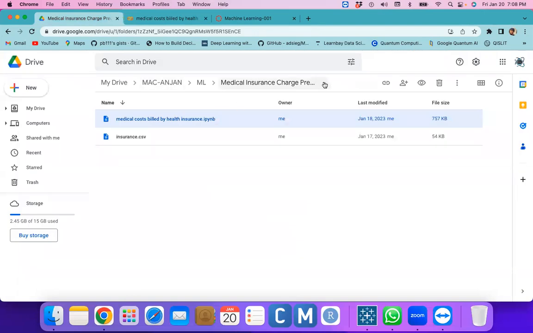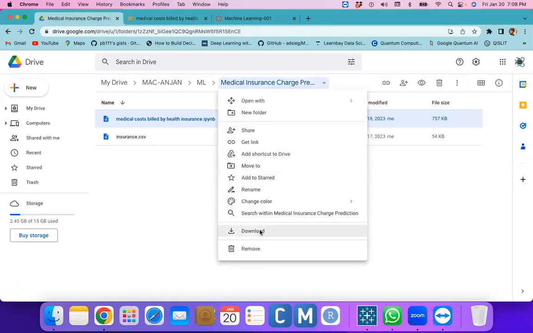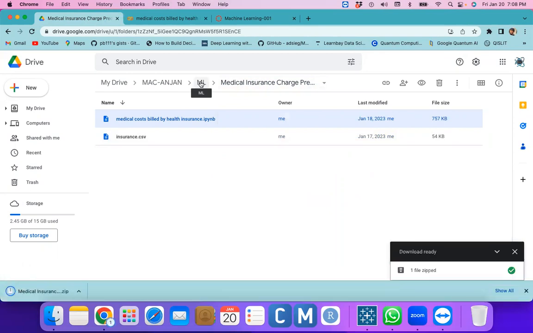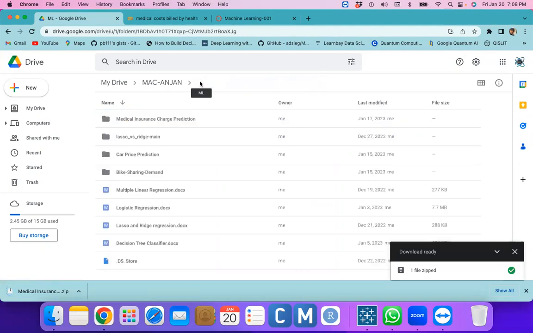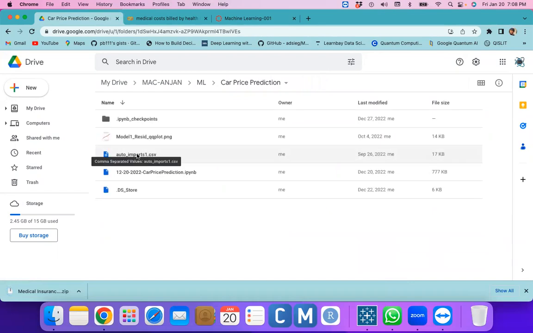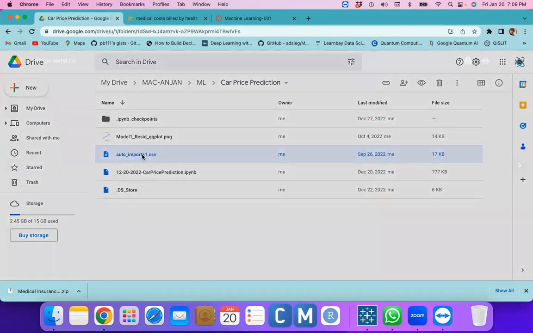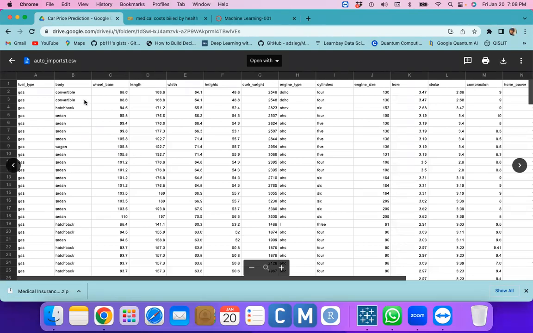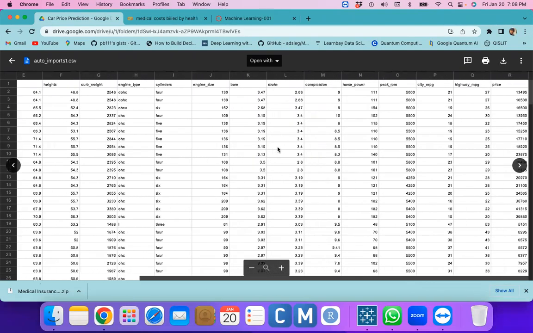Now I would like to share this project with you so you can practice. Download it and execute each and every statement. I would like to give you a project: the car price project. You would like to predict the car price based on the fuel type, body, wheels, and so on. This is the assignment I'm giving.